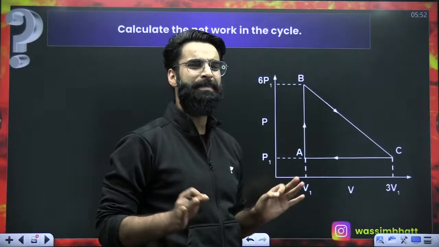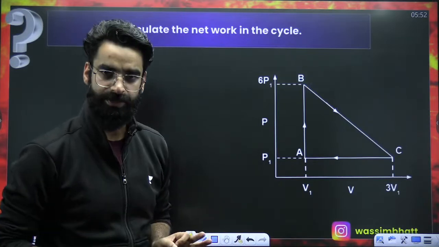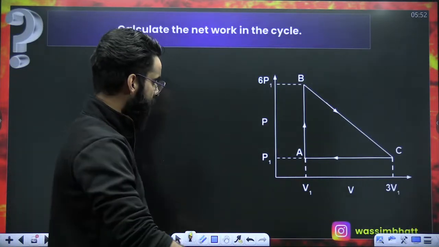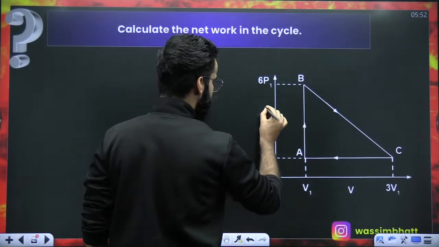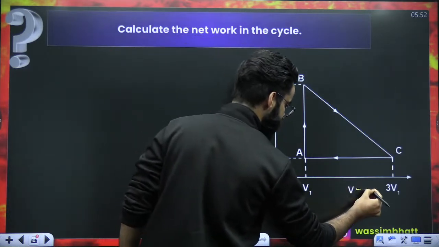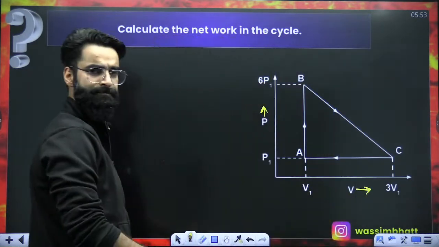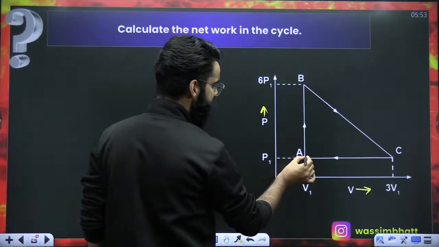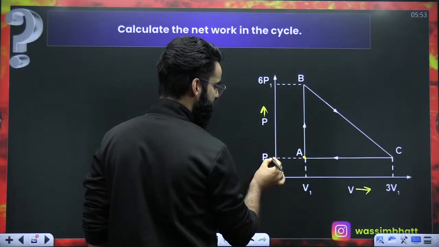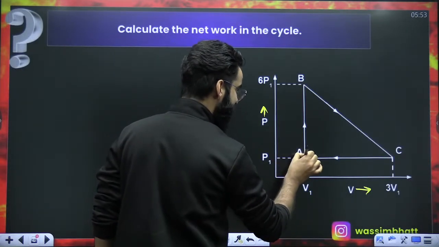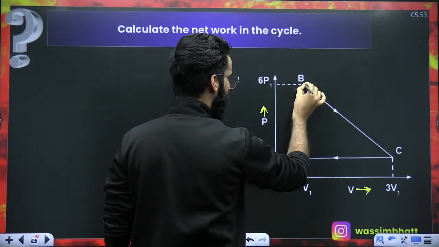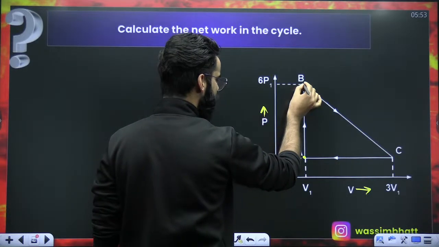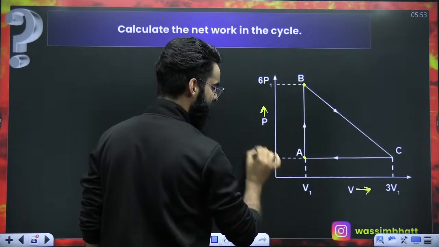This is the first and the basic question. Have a look, people. First of all, you are given the pressure volume graph. We are starting from point A. When the gas is at point A, its pressure is P1, its volume is V1. Then the gas reaches point B, where its pressure is 6 times P1, its volume still is V1, right?